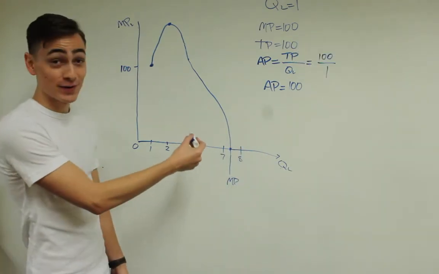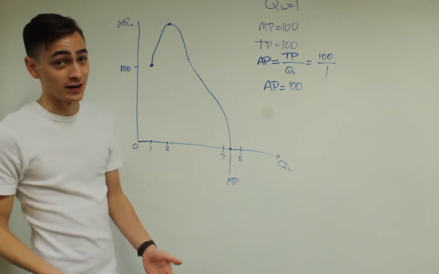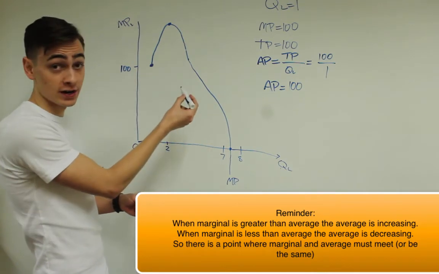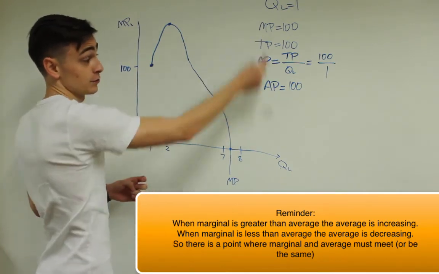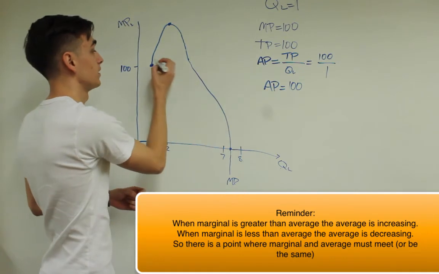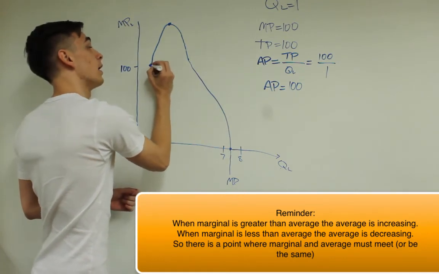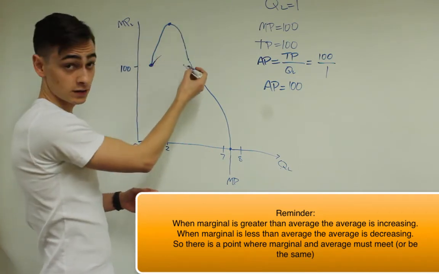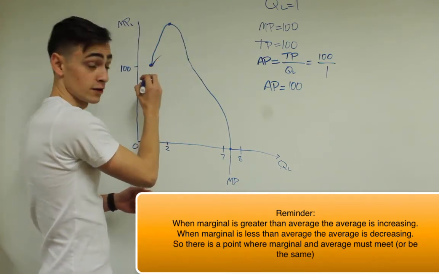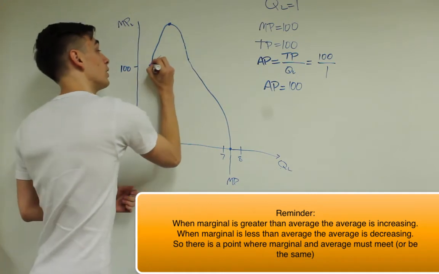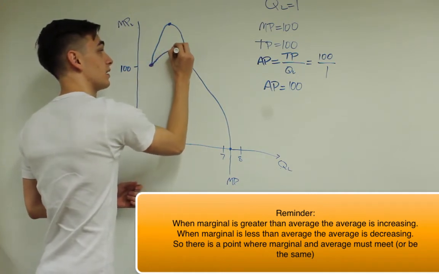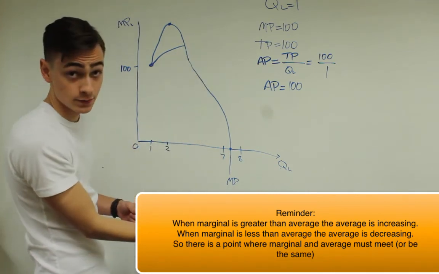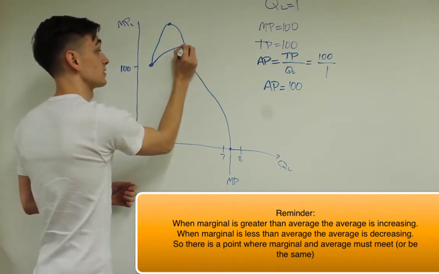Now that we've got this marginal product curve all figured out, what can we say about the average product curve? It starts here at 100, just like the marginal product curve, like we found out before. So at quantity 1, average product is 100. It's going to go up, and when the marginal product curve is above this curve, the average product curve will increase. So we know that it's increasing, and then it gets to the point where it equals, and after that, marginal product is less than average product. Then it starts decreasing.